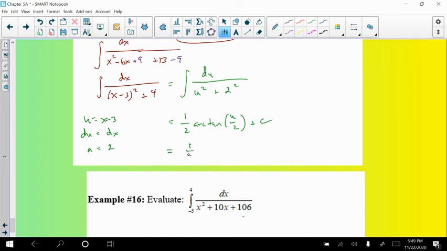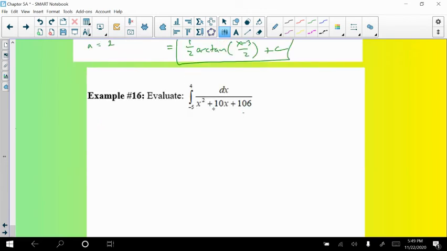So, again, you see a quadratic, like a squared plus bx plus c, then complete the square. So it's 1/2 arctan of x minus 3 over 2 plus c. Okay, and then of course let's do one more with bounds, right?